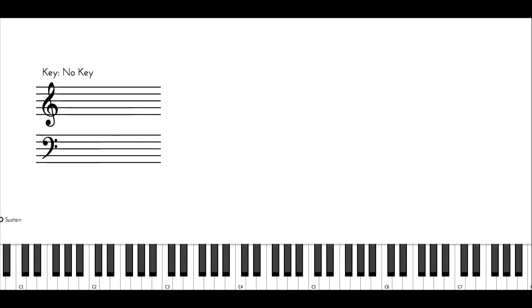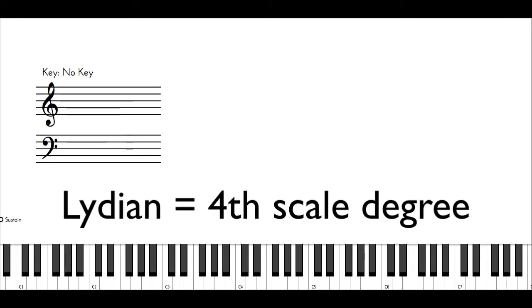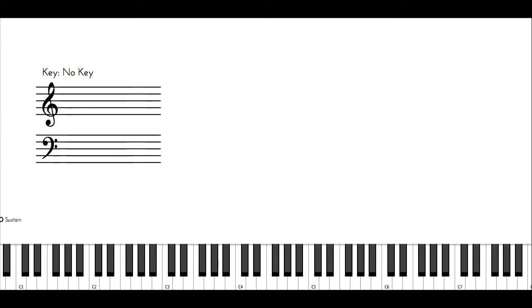One way to learn the Lydian mode is to remember that the Lydian mode is based on the 4th scale degree. So for example, if I'm in the key of C major, the Lydian mode would start on the F, which is the 4th scale degree. And all I would need to do is just play that's from the 4th scale degree to the next 4th scale degree.